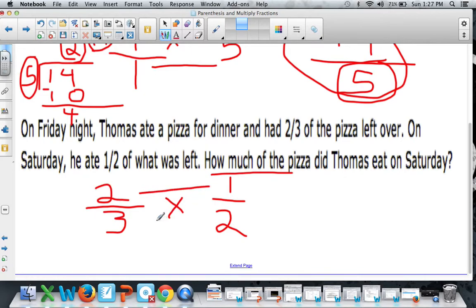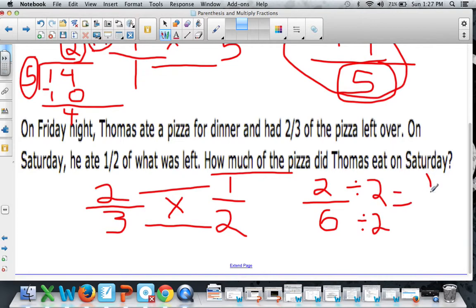2 times 1, 3 times 2. 2 times 1 is 2. 3 times 2 is 6. And we can divide. We really can. We can divide the top and bottom by the same thing. And that will help us reduce. And you get divide by 2, divide by 2 will get you 1/3.